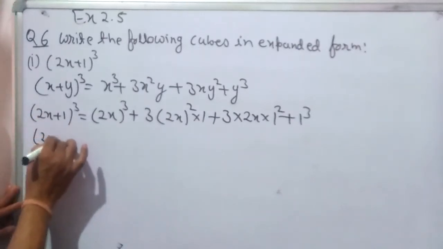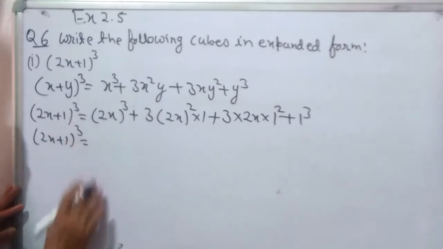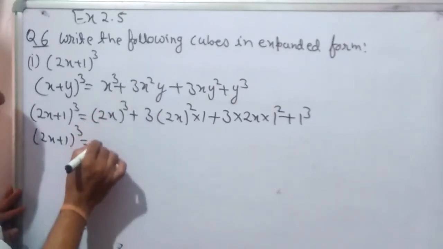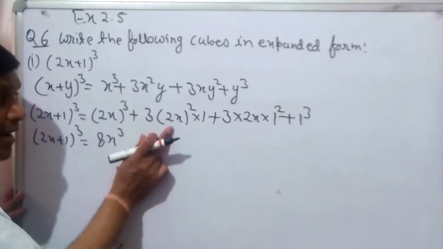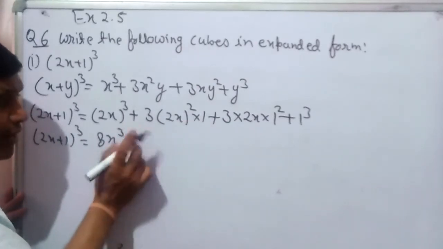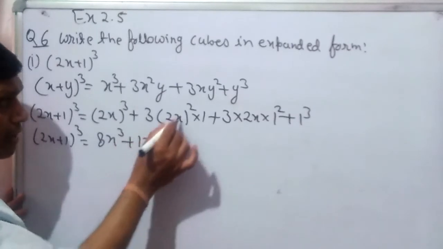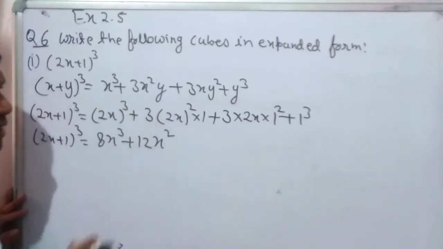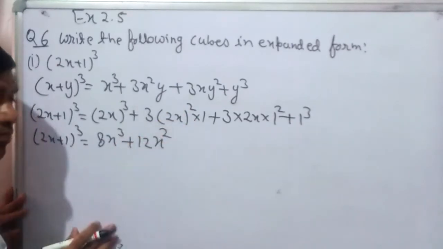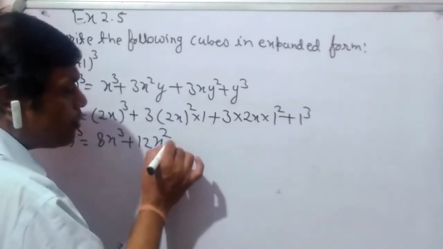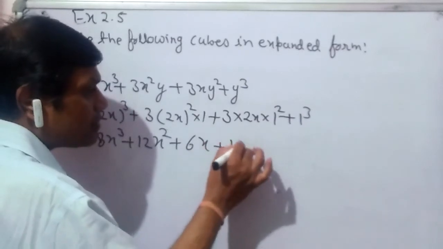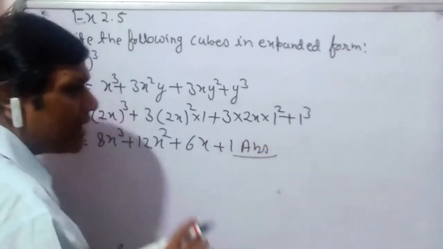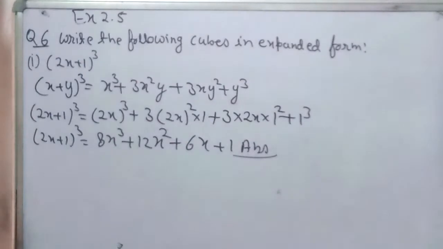Solve it further. 2x plus 1 whole cube should be, cube of 2x is 8x cube. Square it, 4. 4 into 3, 12. Square of x, x square. Here we have 3 into 2, 6, x, 1 is 1, plus 1. So that is the answer for the expansion of this cube.